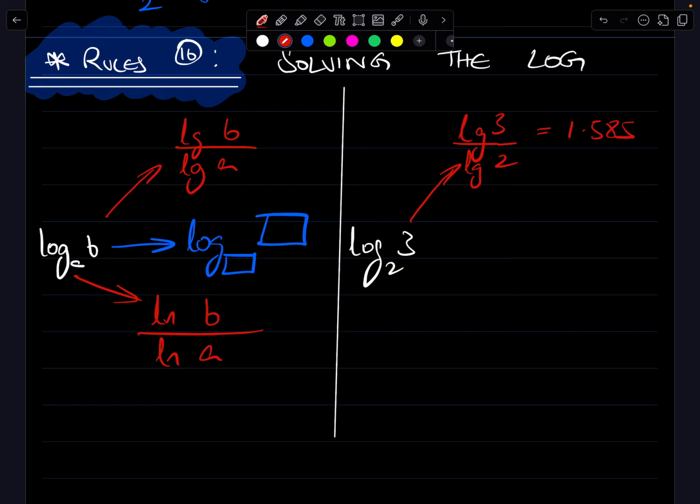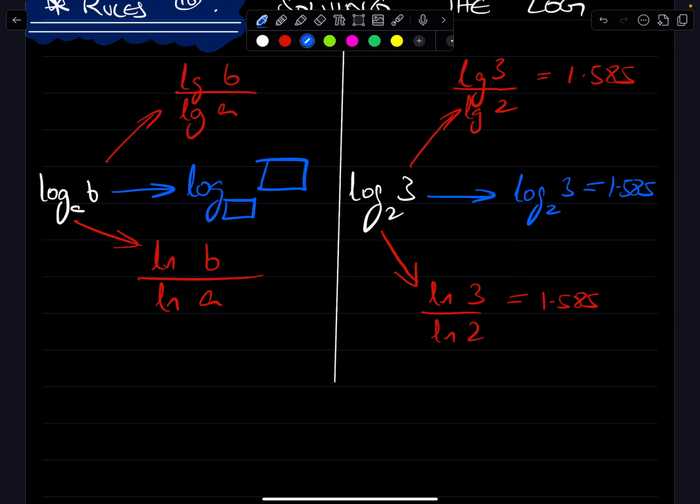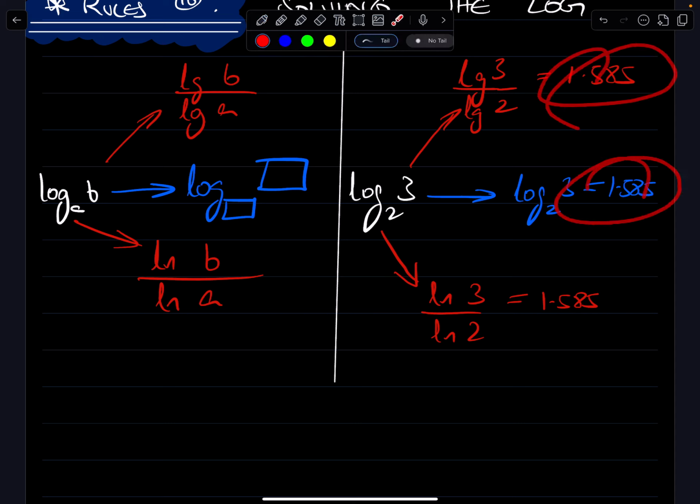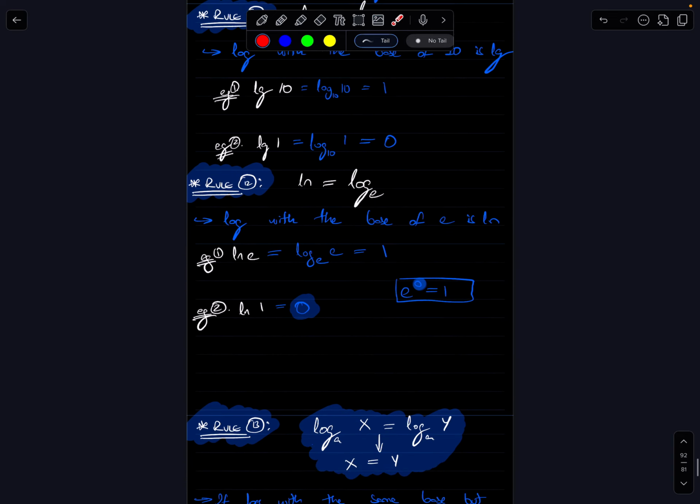Then what if I were to use the second method? ln3 over ln2 would give me 1.585. Then what if I were to use the most common method, that is the function in my calculator? This would give me 1.5852. And notice that all three answers are the same. Whatever method you opt for is correct. And thus, we wrap up rules of indices and logs here.